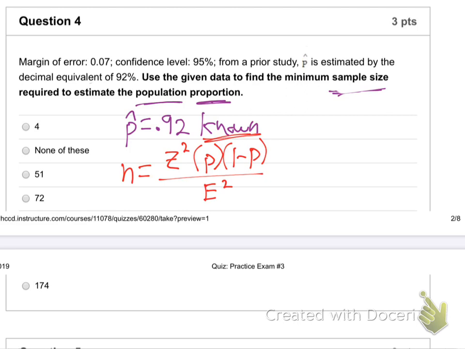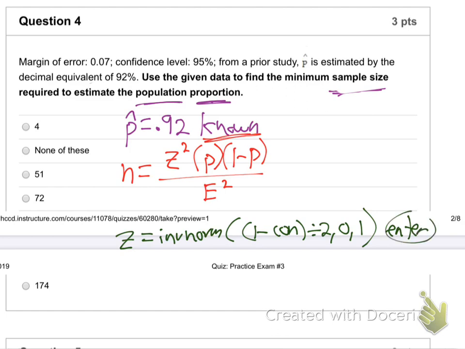And you know how to get z. Z is inverse norm, double parentheses, 1 minus confidence, divided by 2, 0, 1. Like that. Hit enter. And then you keep going. And what are we going to do next now? So that's the z.